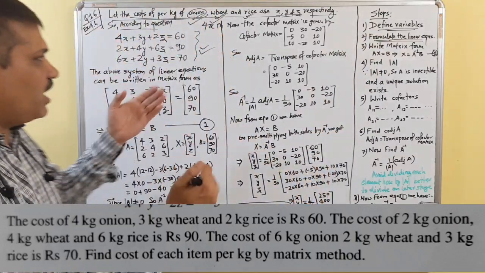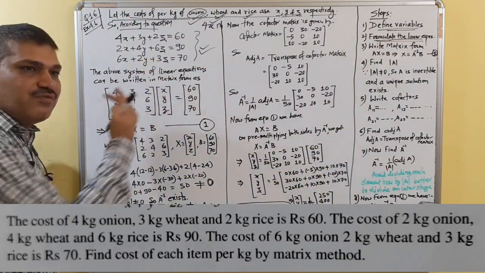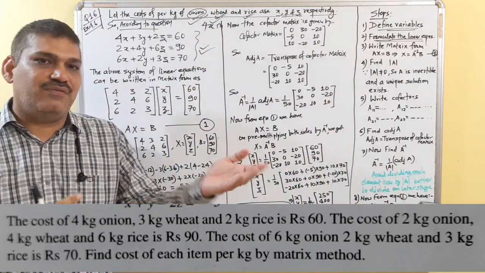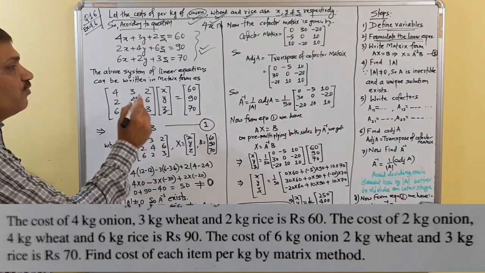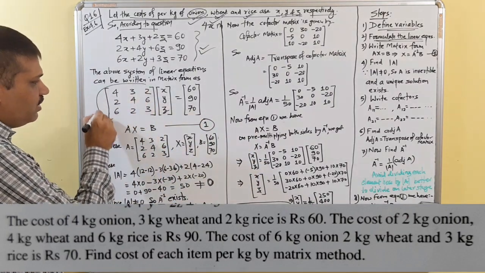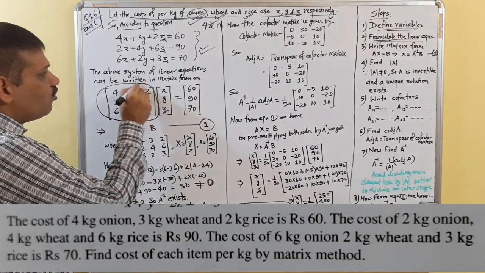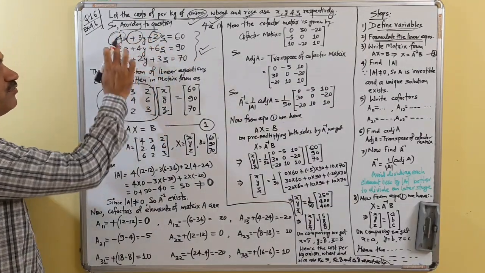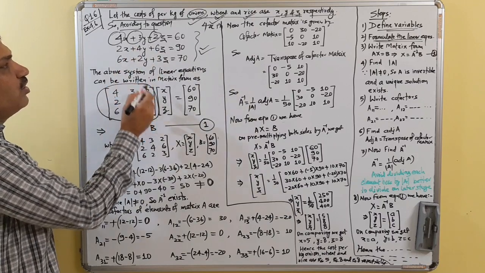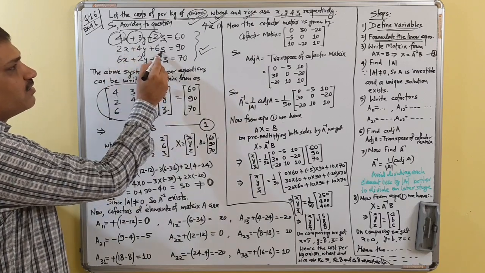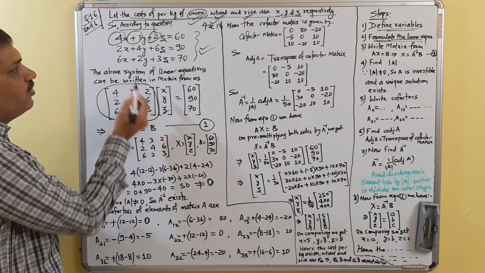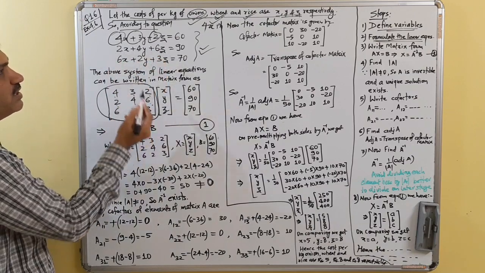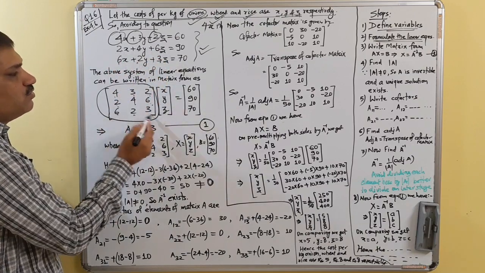After doing this, we write it in matrix form as we did in the previous session. First of all, we prepare the coefficient matrix, coefficients with sign. Here all are positive, so 4, 3, 2. The coefficients of x, y, z in the second equation will be written in the second row, 2, 4, 6, and in the third row, 6, 2, 3.